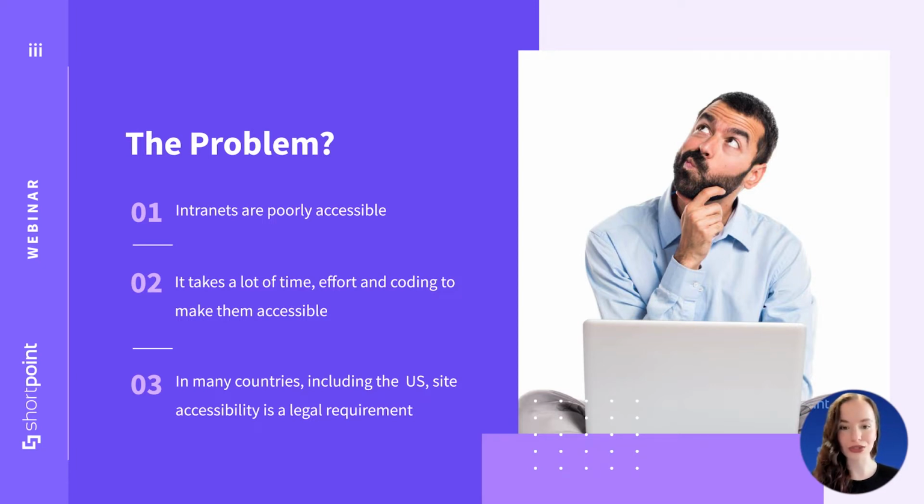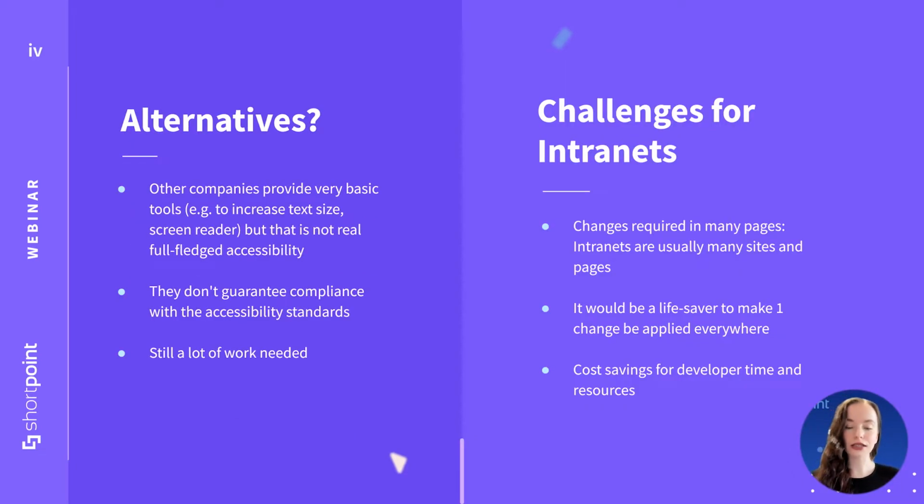And nowadays, in many countries around the world and the US specifically, site accessibility is a legal requirement. That means that not only customer-facing websites have to be accessible, but also collaboration sites and intranets have to be accessible as well. If an intranet site is not compliant with the existing universally recognized standards, then you may get a lawsuit against your company. So what can a company typically do to not get into that trouble and prevent itself from that risk?